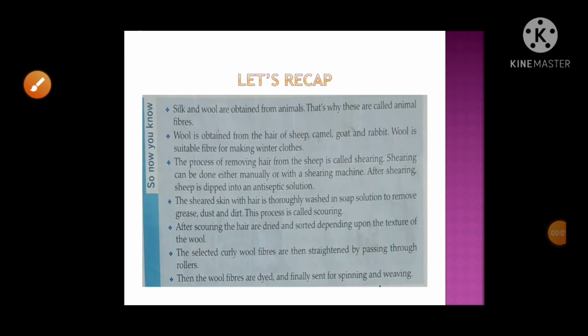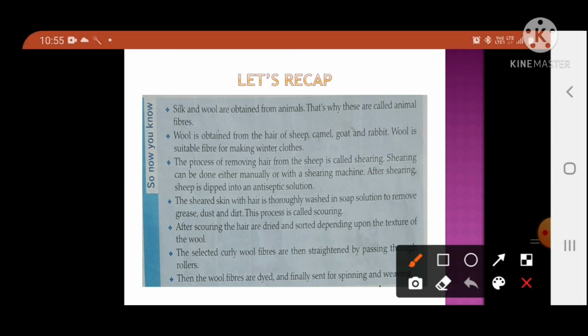Let's recap what we learned today. So now we know silk and wool are obtained from animals, that is why these are called animal fibers. Wool is obtained from the hair of sheep, camel, goat, rabbit. Wool is a suitable fiber for making winter clothes. The process of removing hair from the sheep is called shearing. Shearing can be done either manually or with a shearing machine.